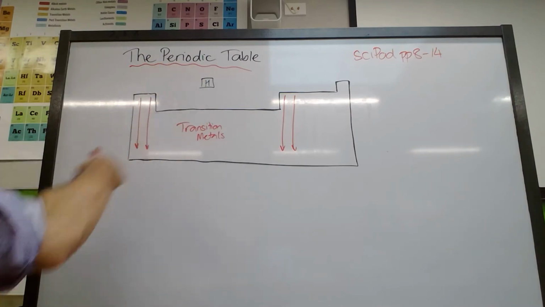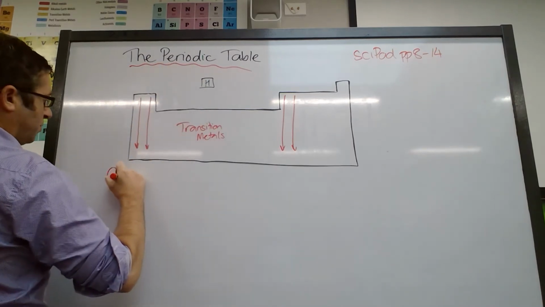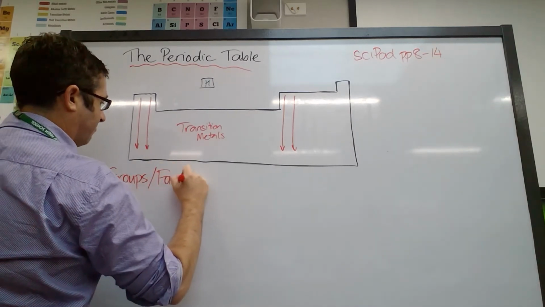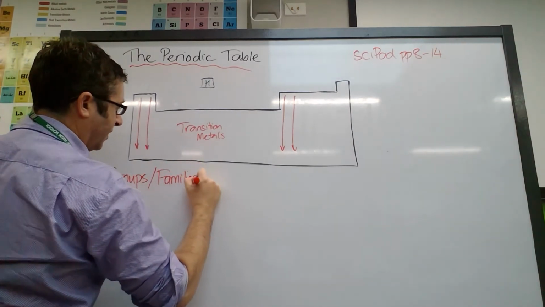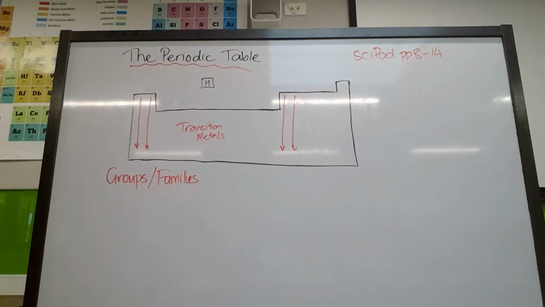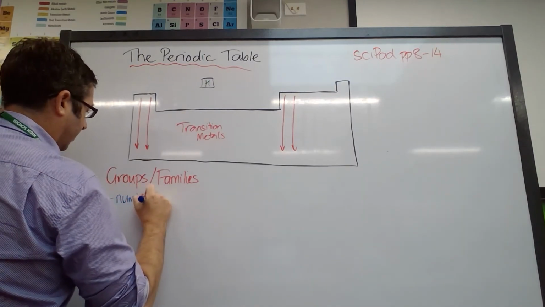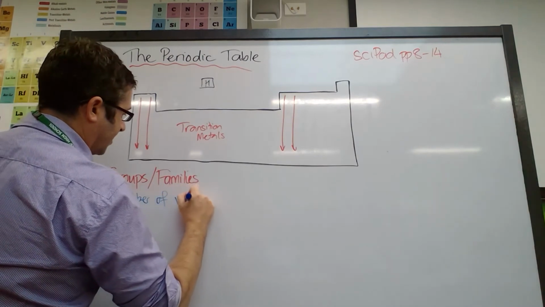So these columns are called groups or families. Oops, spelling nearly went terrible there. What do they have in common? Well, the main thing that they have in common for chemistry is the number of valence electrons.